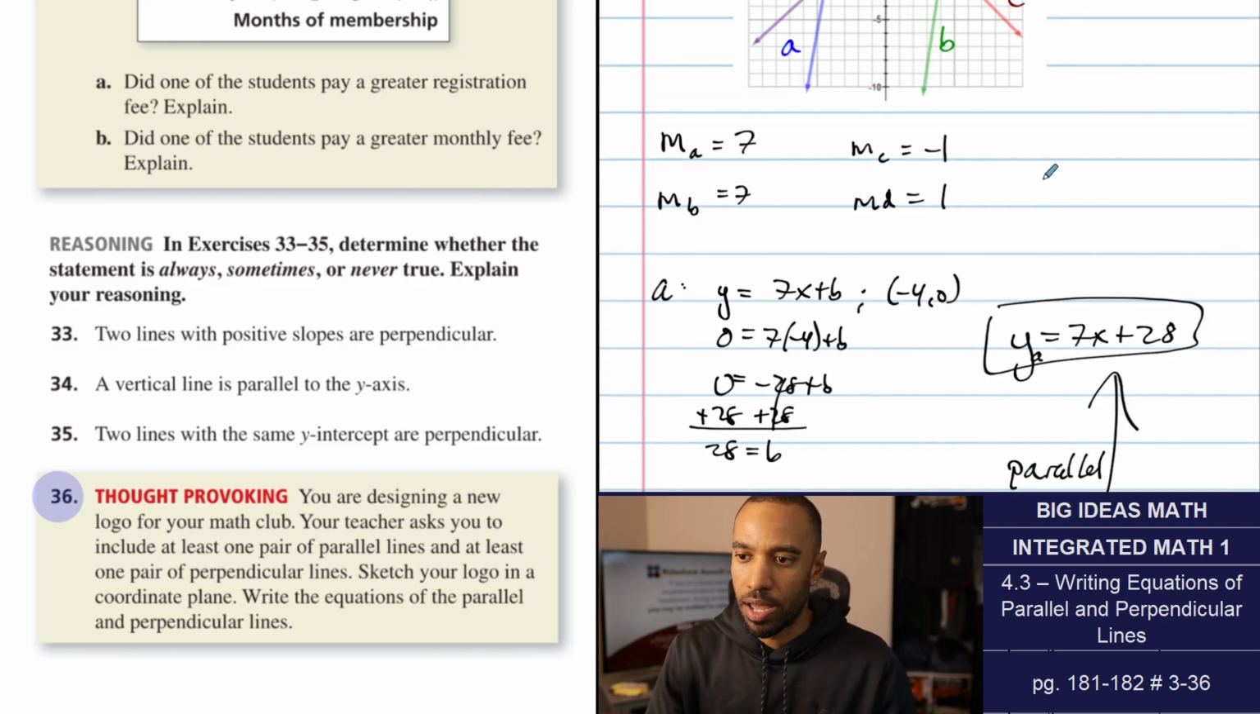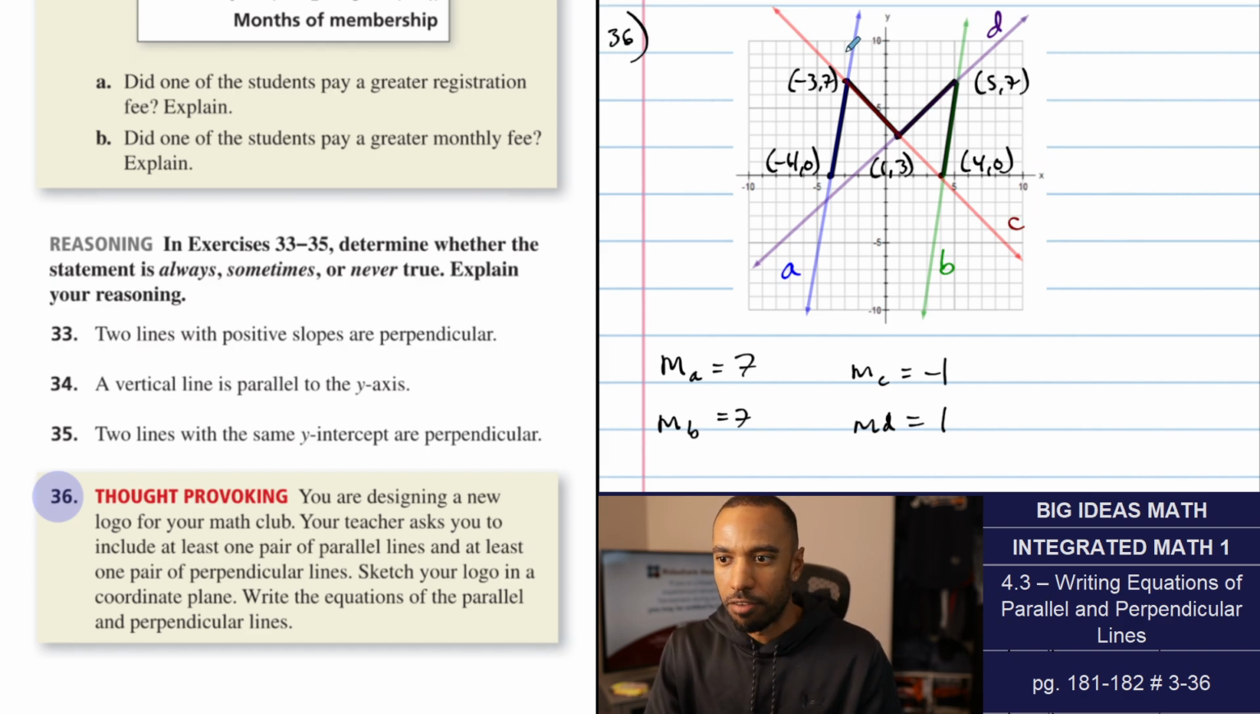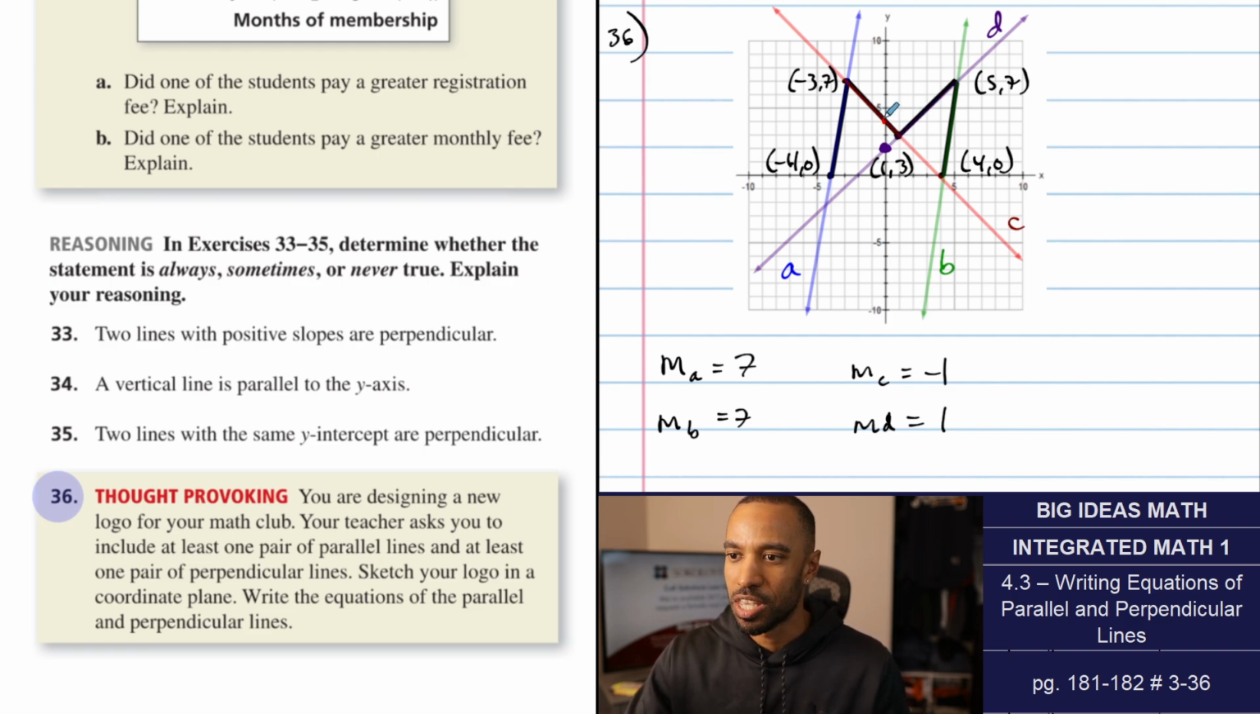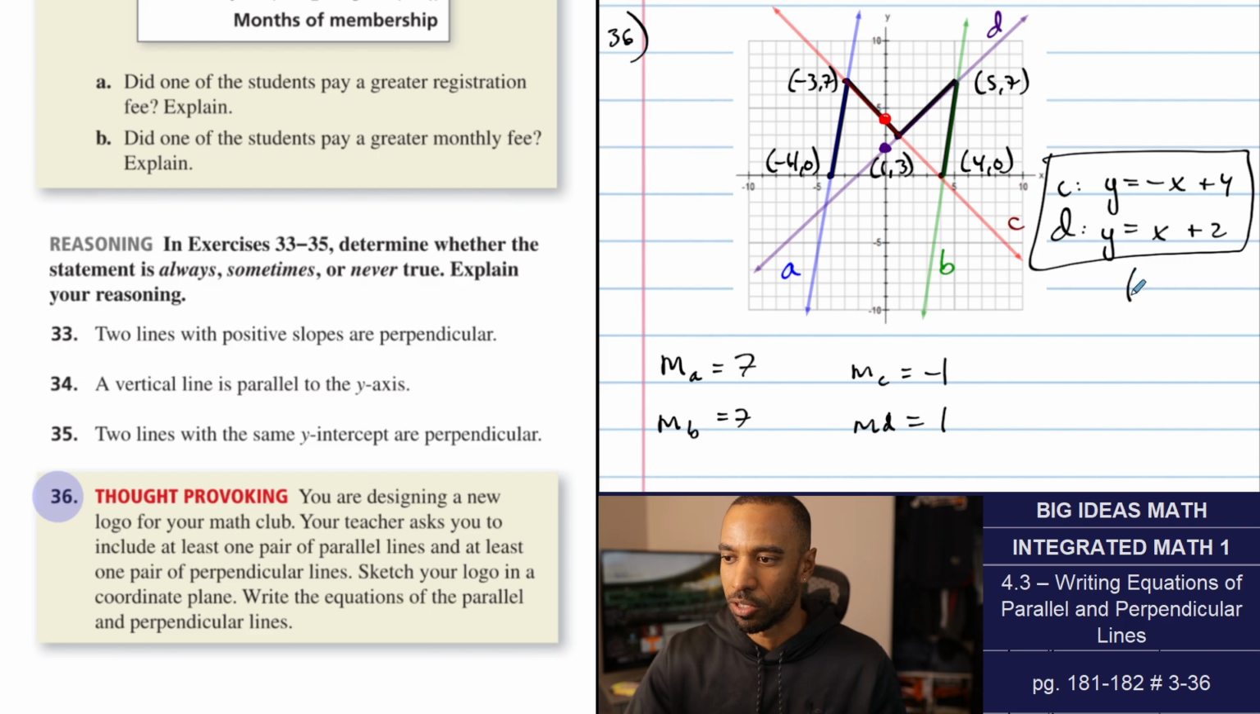The perpendicular ones, I could go off the graph from this one, right? I think the point was to be inventive, and I think at this point I'm kind of running its course. So let's do this. We got this one based off the graph. This is hitting a y-intercept here of 2 for D, and this is hitting a y-intercept of 4 for C. So C's equation, I'm going to do up here. C's equation is y equals -1x plus 4, and D's equation is y equals +1x plus 2. These are the perpendicular ones.